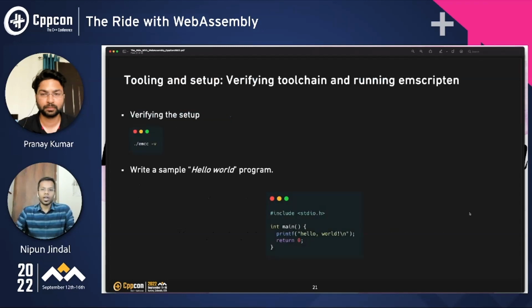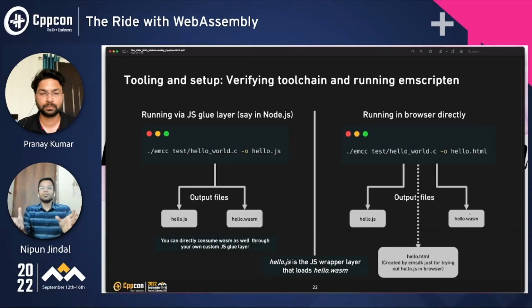So once you have installed and activated the EMCC on your shell, you should run EMCC -v to look at the version, and that should ensure that you have the SDK set up right. Now, let's look at a sample C++ code, which is again very simple: int main, printf hello world, return 0. Now we can compile this code to WASM in two different ways, or rather three.